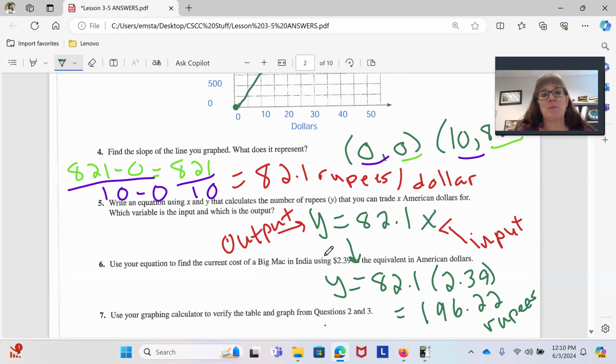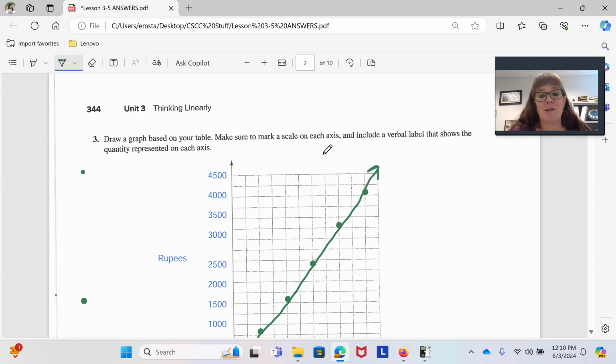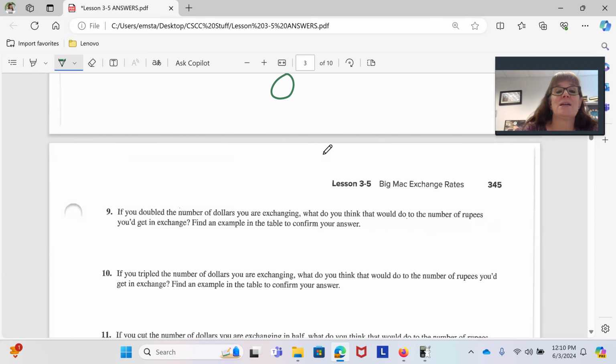Let's go back and look at that table we had, way back here. Doubling. If I went from $10 to $20, that doubles. 20 is twice 10. How do the rupees compare? How does 1,642 compare to 821? Take a guess. If you said doubled, you're right. 2 times 821 is 1,642. So our answer for that one, number 9, is if I double the amount of dollars, I'm going to double the number of rupees.